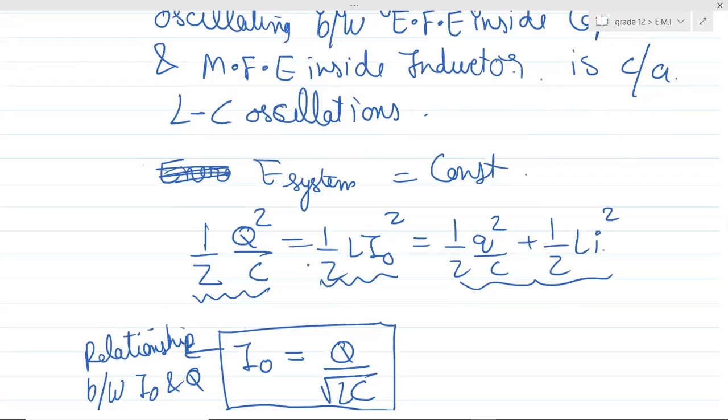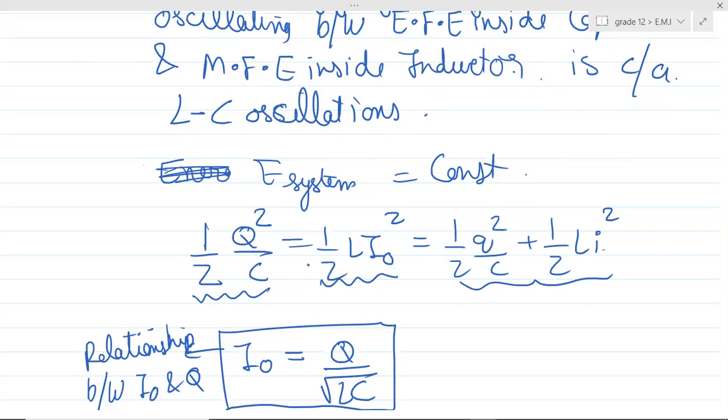When will the current be maximum? In terms of energy, how will you say it? When will you say the current is maximum? Guys, you say the current is maximum when all of the electric field energy has been converted to magnetic field energy. At that time the current will be maximum. Yes or no? Is this clear? Yes, sir.